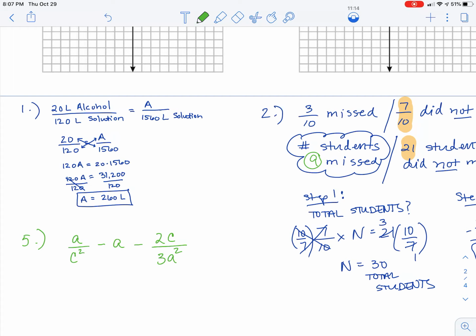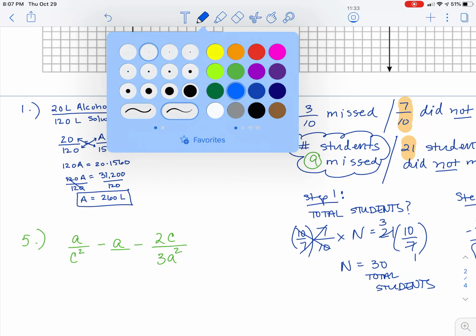Alrighty, here we go. Okay, so in order to put these together, I'm going to need to have the same denominator. This is like subtracting fractions or combining fractions. So I need to have the same denominator. And I notice here, I don't have one at all with my second term in there. It's just an a term. So let's decide, first of all, what does that denominator need to be?